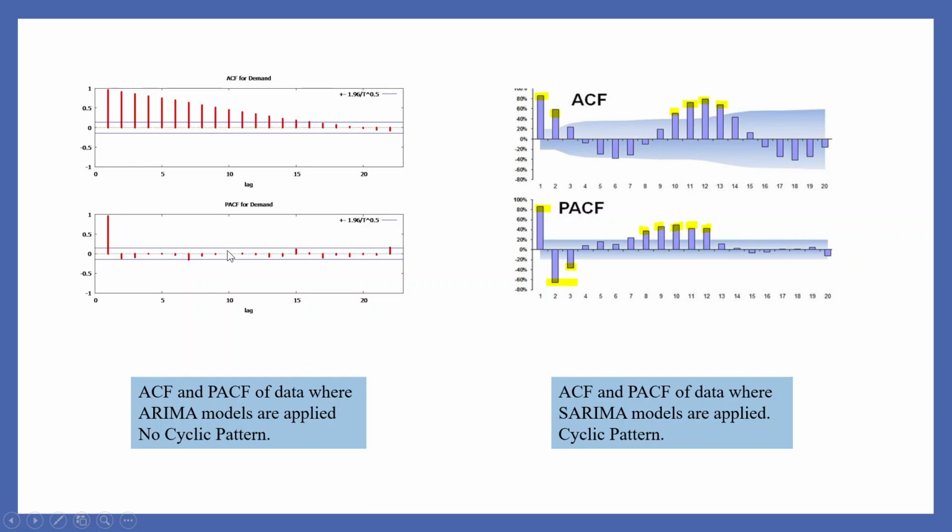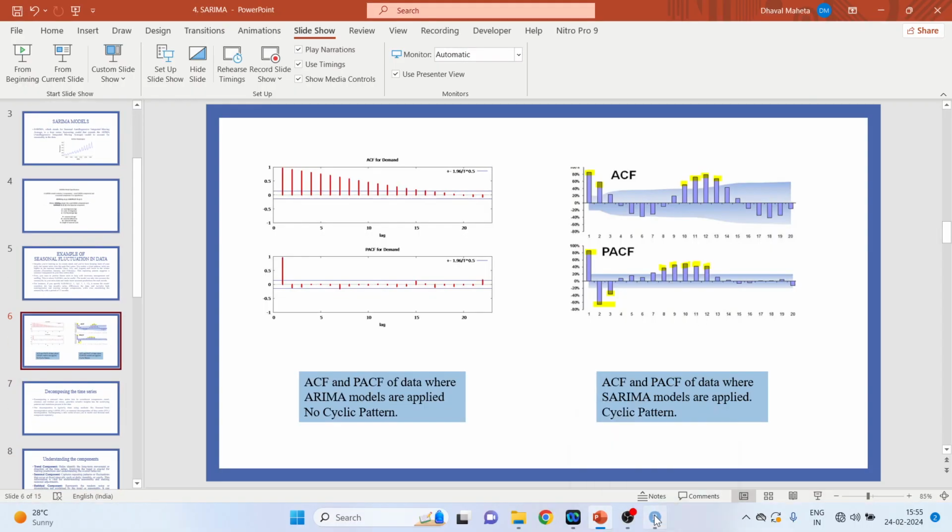But if your data has a cyclic pattern, you can see the cyclic pattern in ACF and PACF also. Just see this, the cyclic pattern. Here also, see the pattern. This indicates that you will have to apply the SARIMA model in such a scenario. Now, how can we run SARIMA in R? Let's see. For this, we'll go to R.